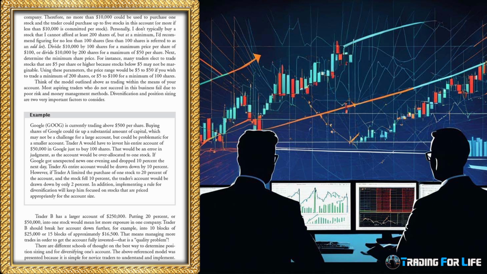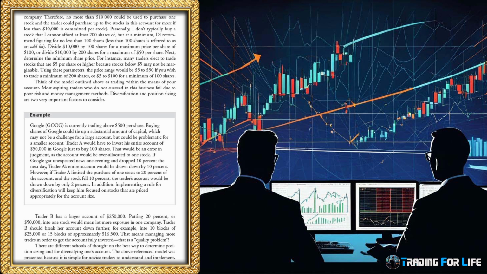Personally, I don't typically buy a stock that I cannot afford at least 200 shares of, but at a minimum, I'd recommend figuring for no less than 100 shares. Less than 100 shares is referred to as an odd lot. Divide $10,000 by 100 shares for a maximum price per share of $100. Or divide $10,000 by 200 shares for a maximum of $50 per share.